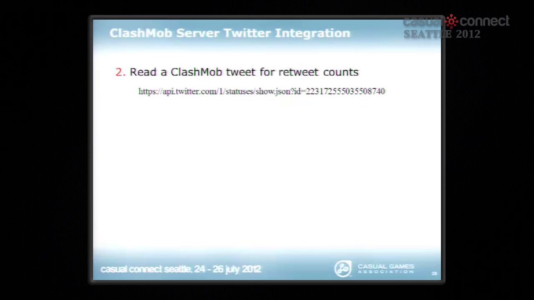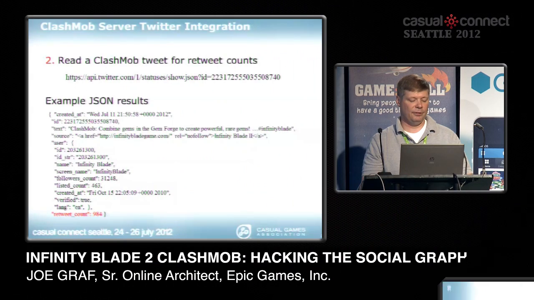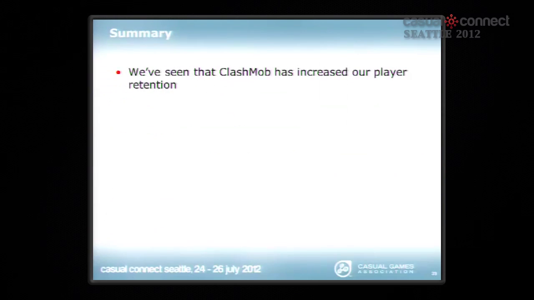So from there, what we do is periodically just call, hey, show me this ID, and that will return the same exact JSON results that you saw previously, and you can then pull the retweet count out of there and apply whatever progress you want to do towards the overall ClashMob.